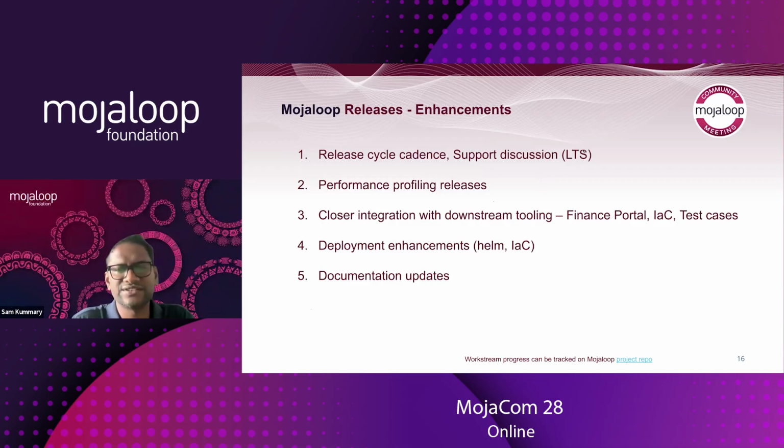Another goal is to have closer integration with the downstream tooling such as Finance Portal, IAC, and test cases, improve on that, and several deployment enhancements as well. Now that we are quite comfortable with where the Mojaloop core is, not that it's not evolving, we have a huge change or a huge leap coming as well in terms of evolution. But having said that, on the deployment side, I think is something we want to focus on in the coming PIs, so that it's easy to deploy, integrate, and test out and take advantage of all the releases and reduce the upgrade cycle, and focus on things such as fault tolerance, resiliency, performance, and reducing the resource footprint of Mojaloop.